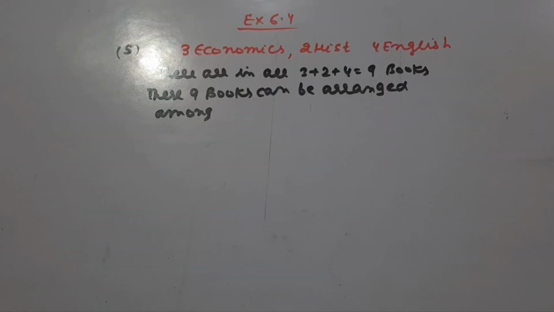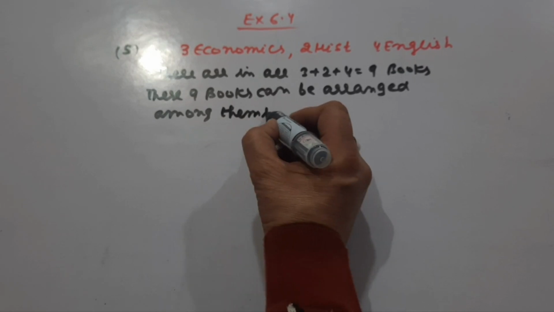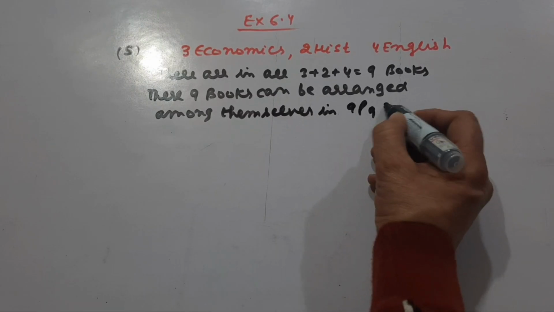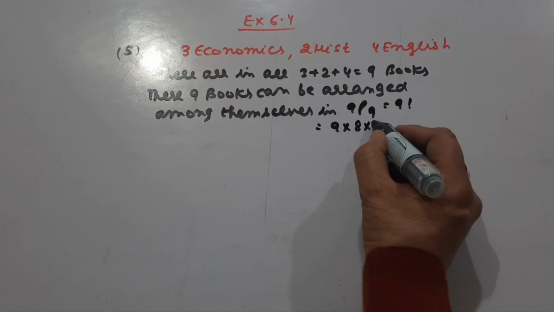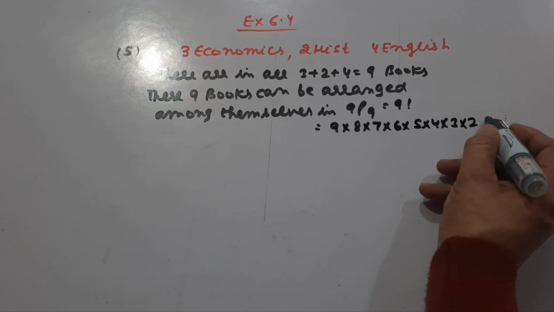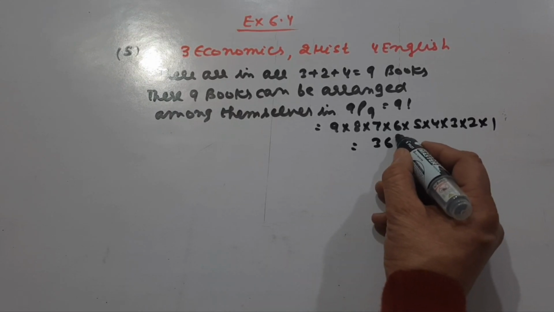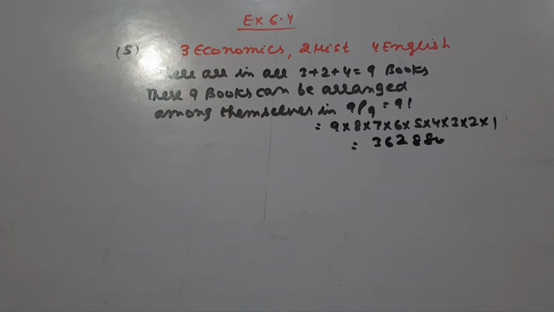Now there are in all 3 plus 2 plus 4 equal to 9 books, and these 9 books can be arranged among themselves in 9P9 ways. It is equal to 9 factorial. And how to solve 9 factorial? 9 into 8 into 7 into 6 into 5 into 4 into 3 into 2 into 1. So on solving with calculator, we get 362880.